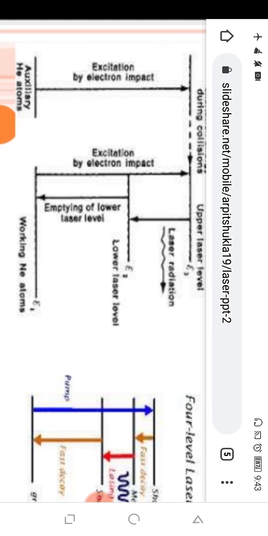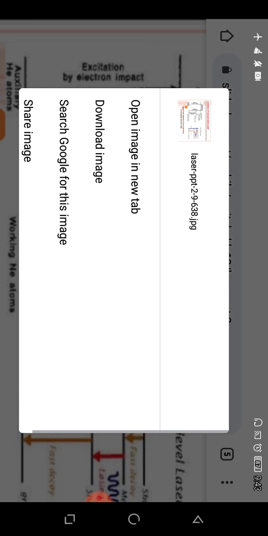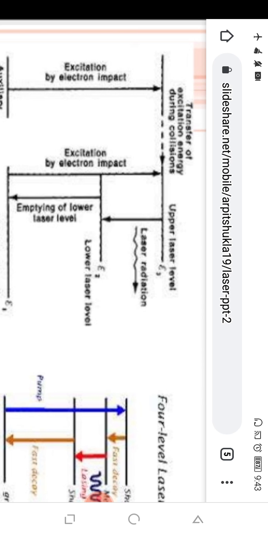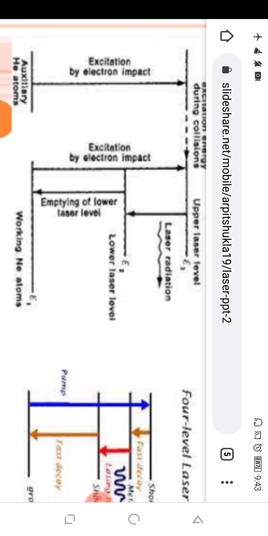Band diagram, so let us see. Initially, the energy is given to the helium atoms. Immediately they get excited to the higher levels. Immediately they come down to the ground state.